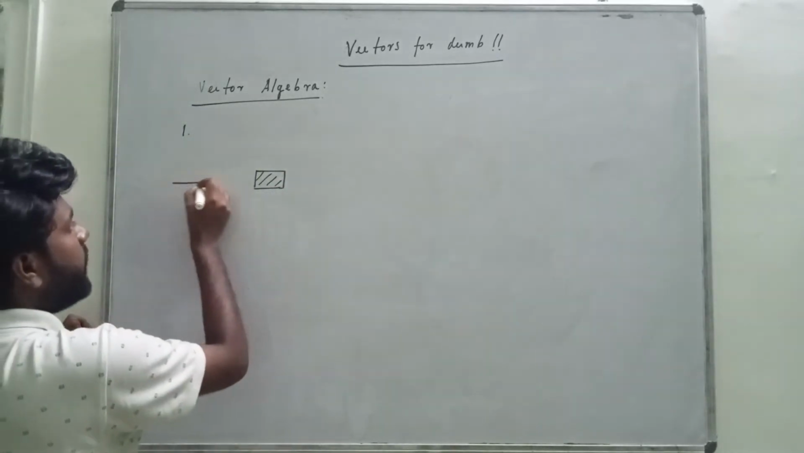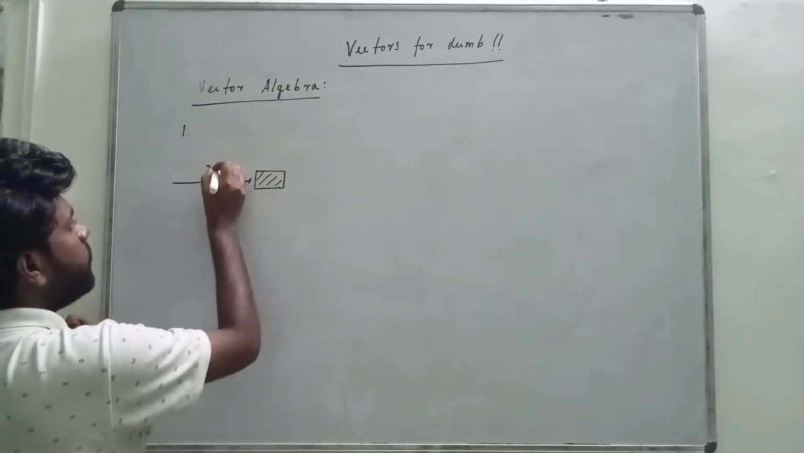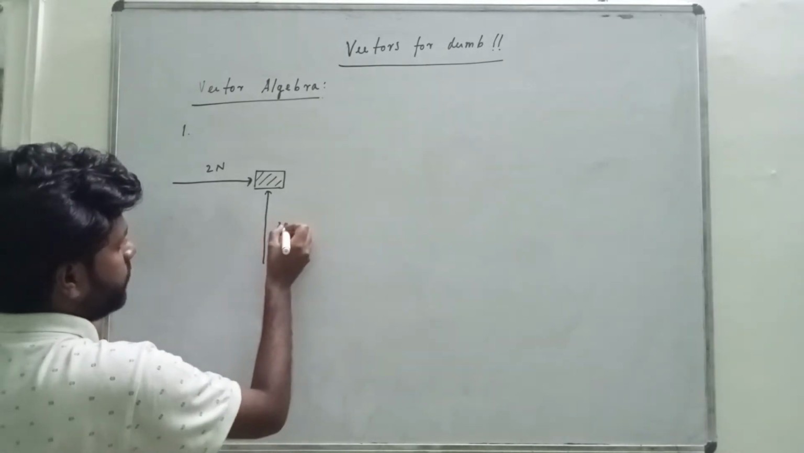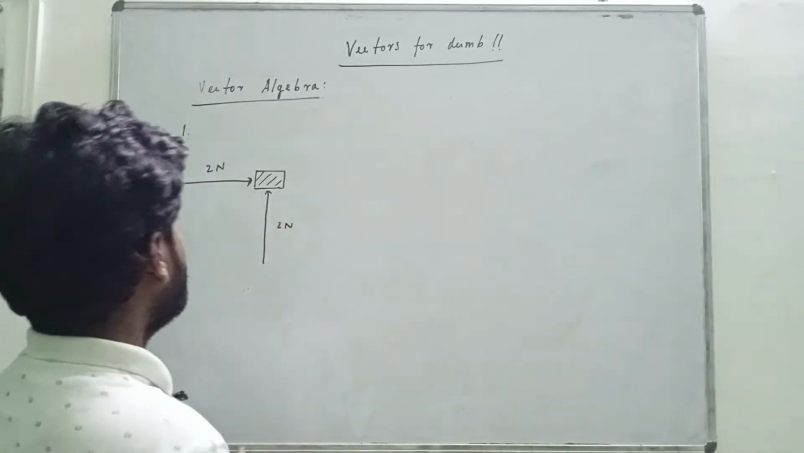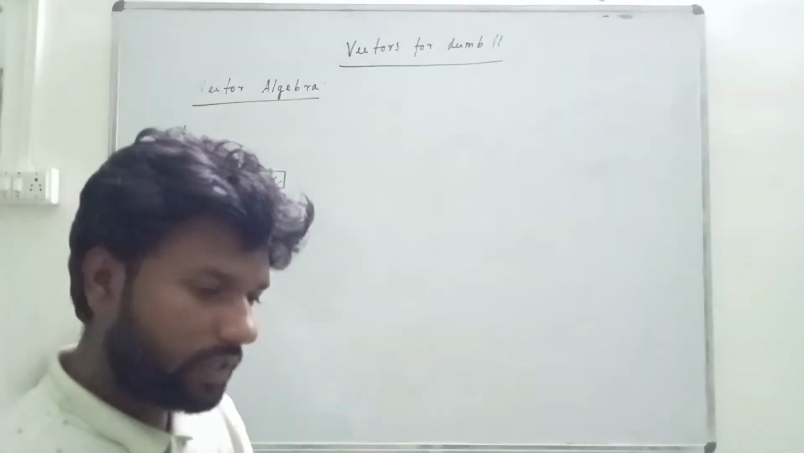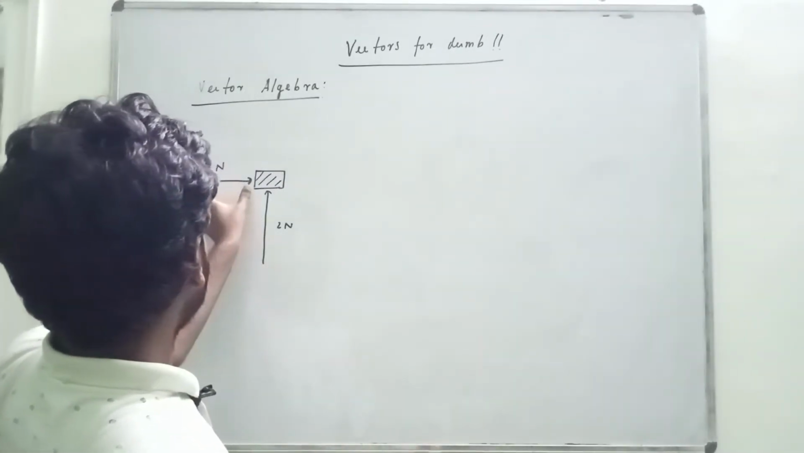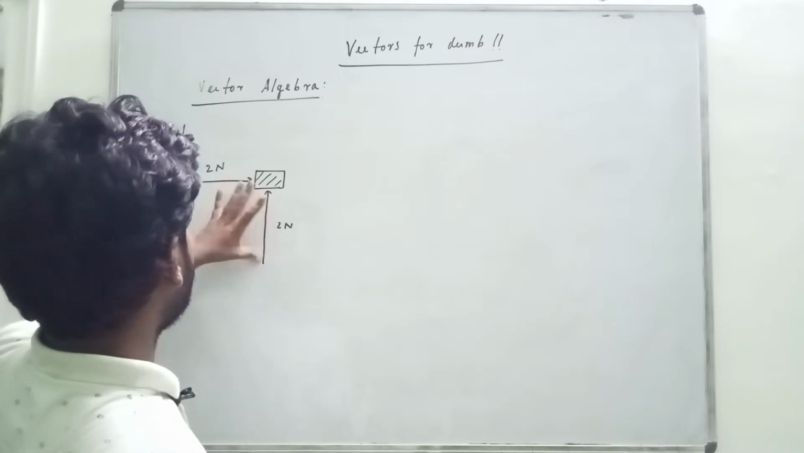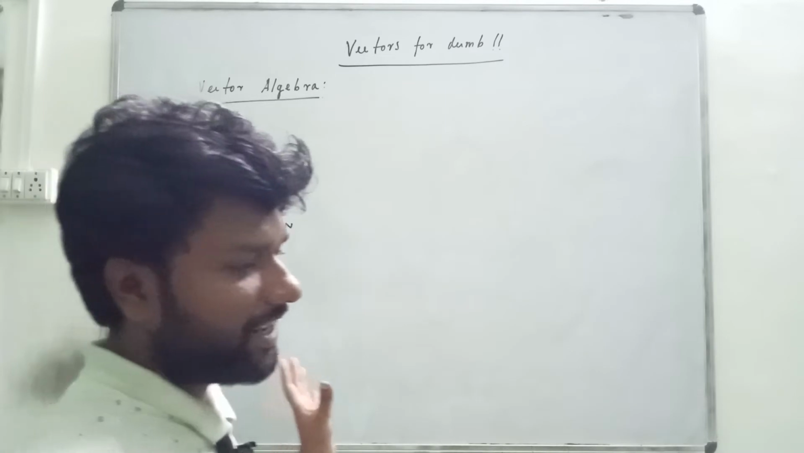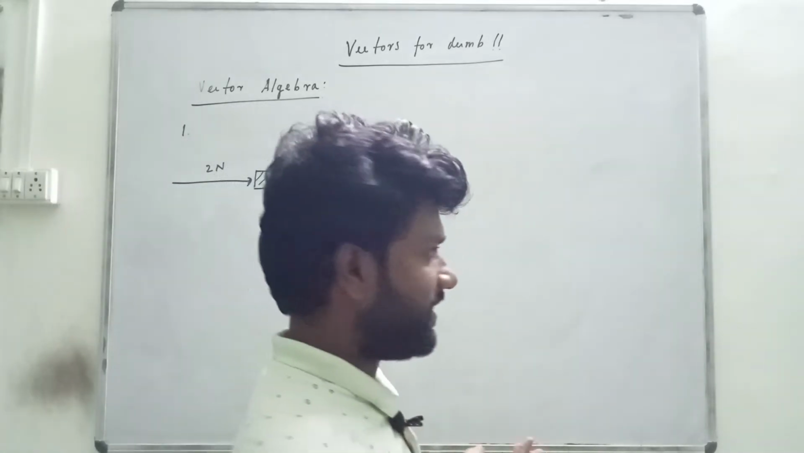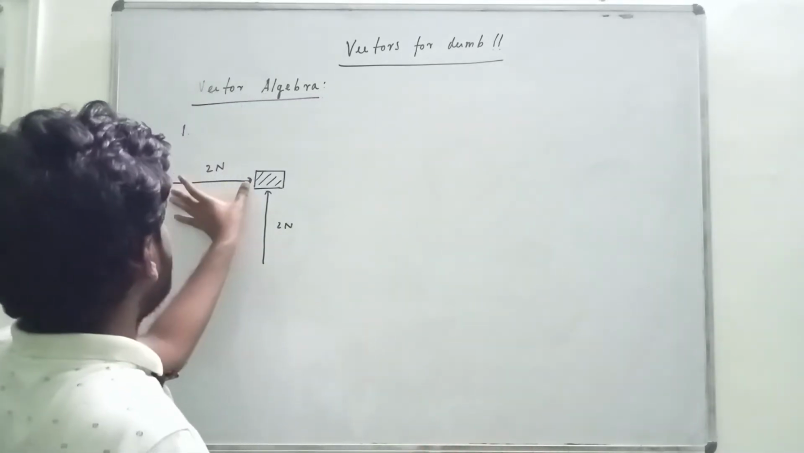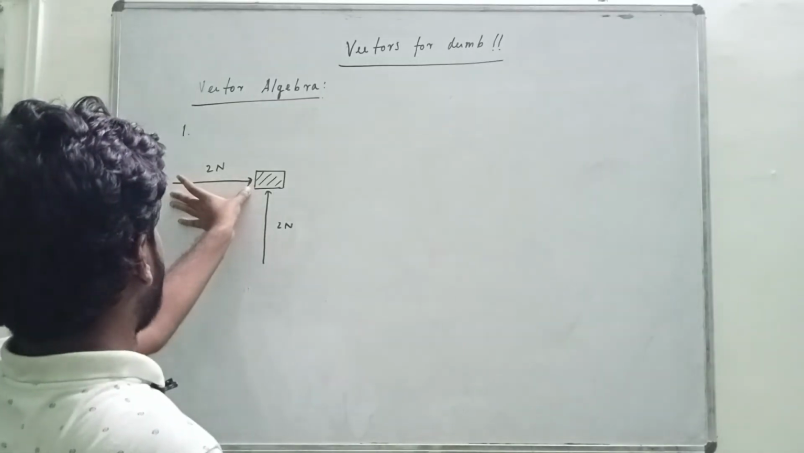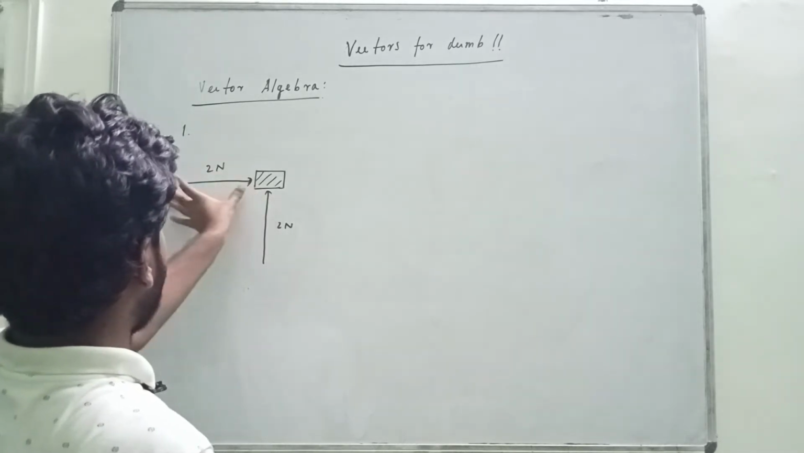So if you apply here the 2 Newton force, obviously you will apply here the 2 Newton force, okay? And obviously the magnitude of force, the 2 Newton, that means the length of the straight line here and here will be the same, because the length of this straight line means the magnitude of the vector, right? So if it is a 2 Newton force, the length of this straight line will be the same as this one, right?